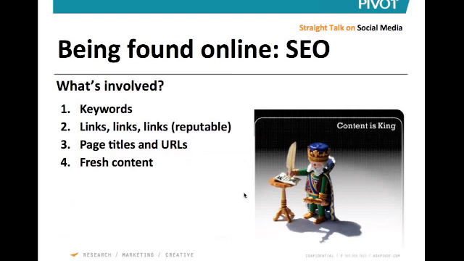Another thing that is involved here, this image I just thought was too silly to pass up, is fresh content. If a Google robot visits your site and finds that it hasn't changed since the last time it visited, your search engine rankings are not going to improve. In fact, they're going to start getting worse. Having fresh content on your site is important for your search engine optimization, and of course it's also helpful in keeping customers engaged and returning to your site. So fresh content is an important one to remember.